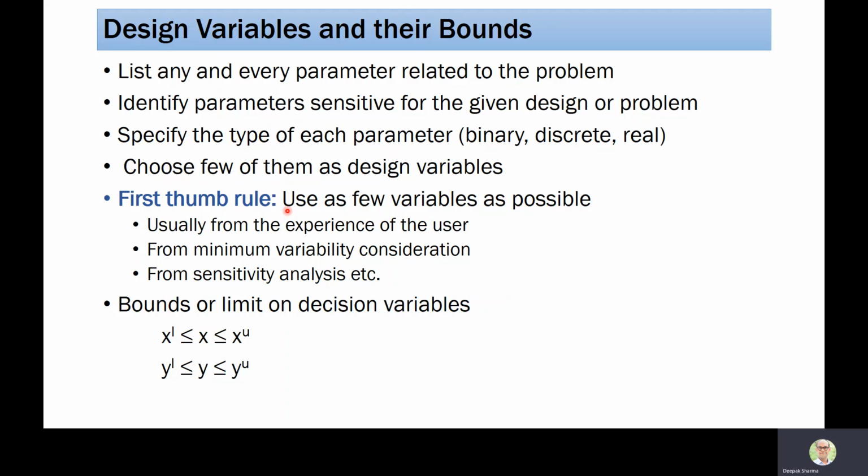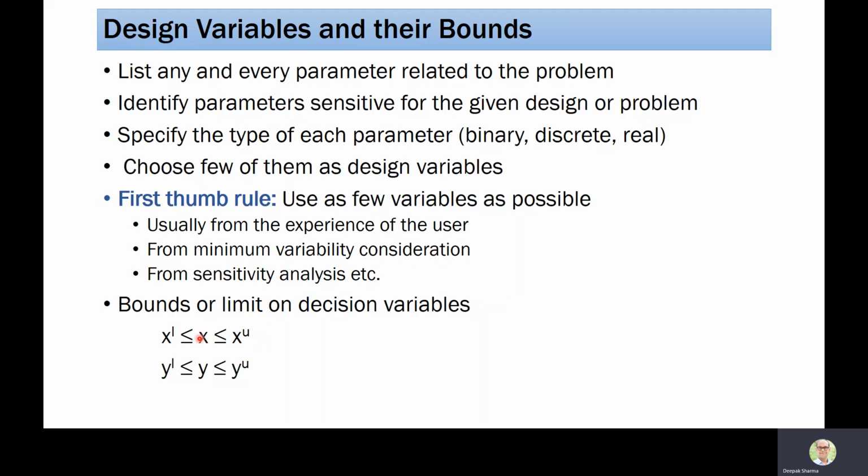Why? Because if we have fewer design variables, then our optimization method can find the optimum solution effectively and quickly. So the question is how we can decide which few parameters will become decision variables. First is based on the experience of the user, because somebody who has been working for a long time can tell you that yes, these are the parameters which are sensitive. There are other methods called minimum variable consideration or sensitivity analysis. The sensitivity analysis we will be discussing later.